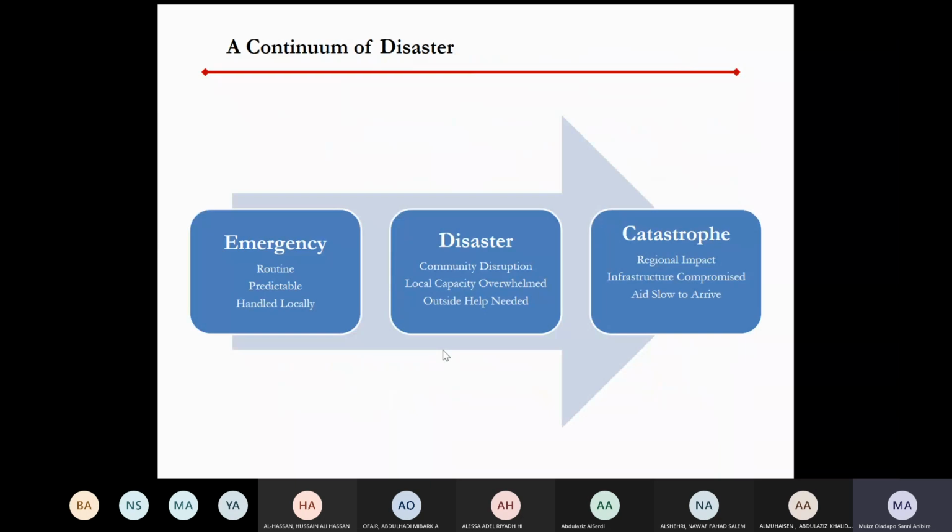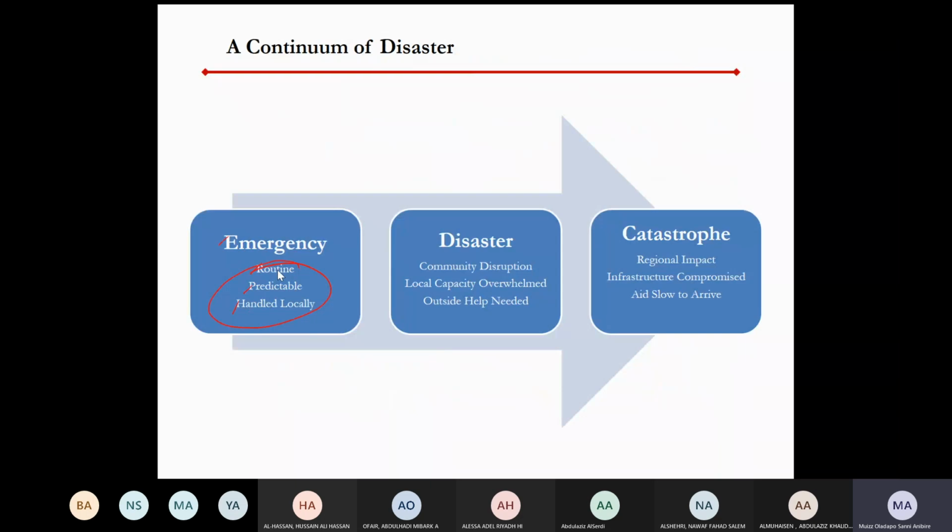You have what you call an emergency. Now, some of the characteristics of an emergency is that it is routine, it is predictable, it is handled locally. These are some of the qualities of emergencies. It's something that occurs recurrently. It happens maybe weekly. It's something that you are familiar with. It's more frequent. It's something that you can predict. It's more easily predictable.